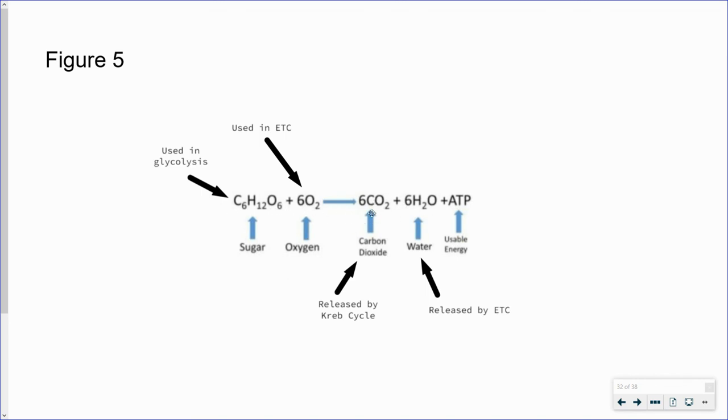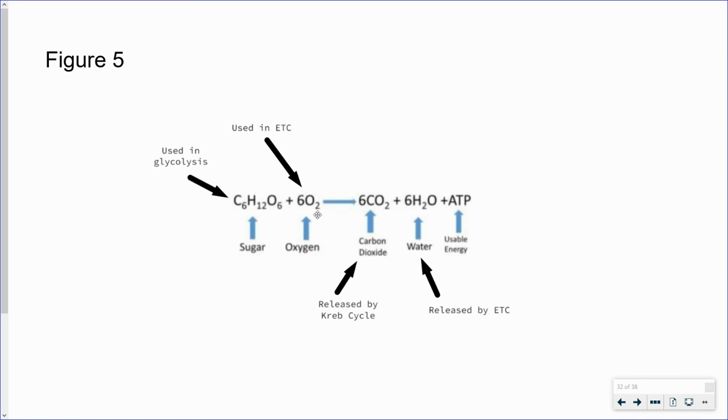Now we can see where all of these things come from. The glucose is the reactant you need in glycolysis. It comes from the outside world and it comes from the food we eat. Oxygen's a reactant. It's not produced anywhere else in the chain of reactions. It has to come from the outside world. That's the reason we have to breathe. And again, that oxygen is used in the electron transport chain. These are the only 2 things that have to come from the outside world. These are the only 2 true reactants.